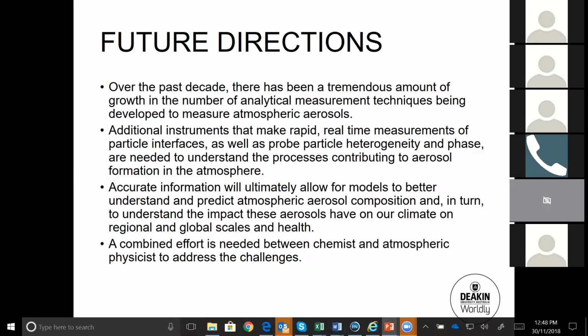Also, the accurate information that we can get will ultimately allow models to better understand and predict atmospheric aerosol composition and its toxicity, and in turn to understand the impact these aerosols have on our climate and on our health, on a global scale and on a regional scale. So a combined effort is needed here between chemists and atmospheric physicists to understand these challenges. Of course, we have to work with epidemiologists and doctors and compare our studies with some clinical trials in order to get proper information and then to be able to prescribe interventions.